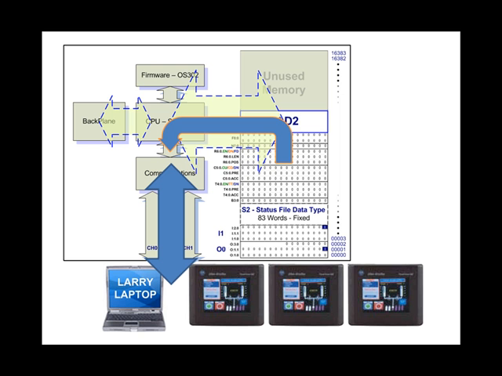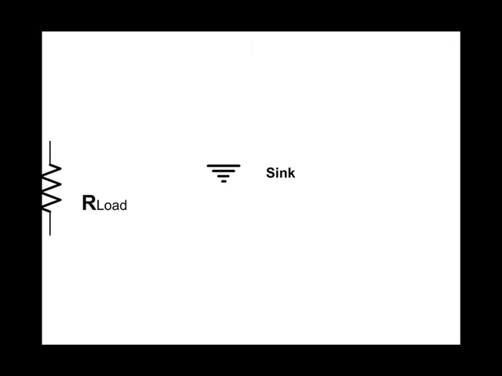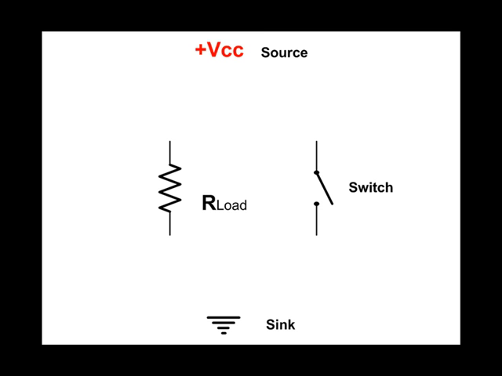One of the simplest and yet most often misunderstood terminologies in this business is the concept of sinking and sourcing. First, sinking and sourcing only applies to DC circuits and is of no concern with AC inputs and outputs. Every DC circuit has a minimum of these four basic elements: the positive source of voltage, the negative common or sink side of the voltage, a load, which is the object of the DC power supply, and a means to control the load, such as a switch.